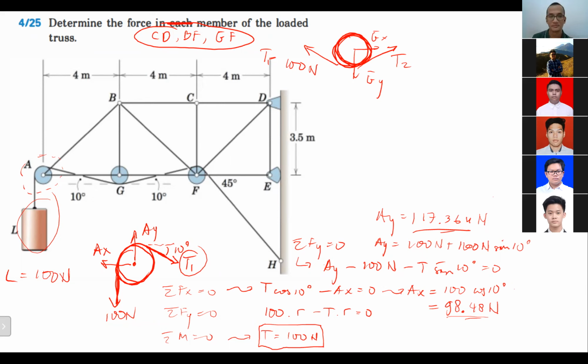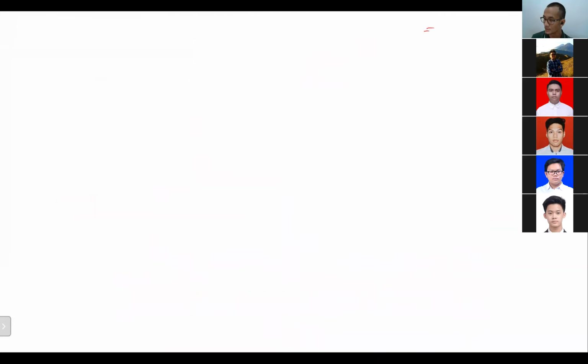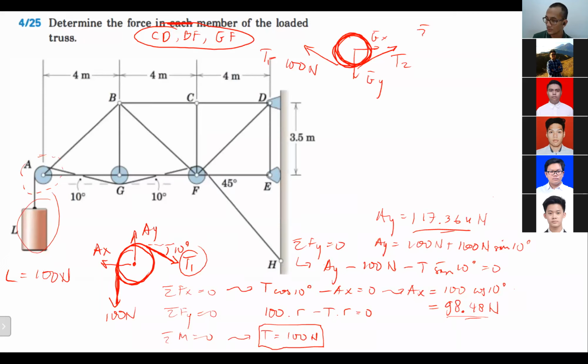Okay, so for this one we can solve using sigma moment equal to 0. What we will get is T2 equal to T1 equal to 100 Newton. You're supposed to do it properly, but I go straight to the answer here. Then using sigma Fx equal to 0, if you do it properly, GX will be equal to 0.